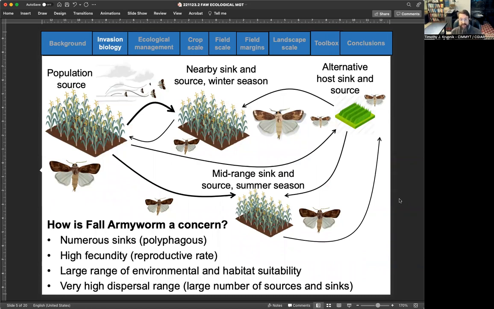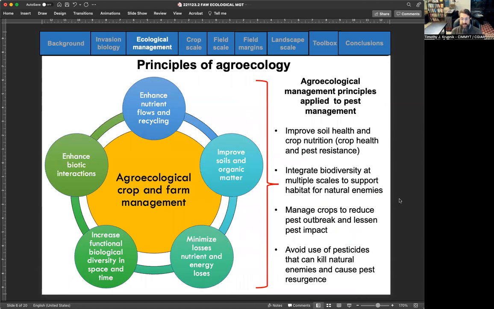So why was fall armyworm a concern? Again, these are fundamental topics, but fall armyworm has numerous traits. It's polyphagous. It can subsist on many different plants, although it has a high host association with maize. It has a high rate of fecundity, so it reproduces rapidly, large environmental and habitat suitability, as you saw in the previous slide, and has a very high range of dispersal, so it can move and migrate over very large distances.